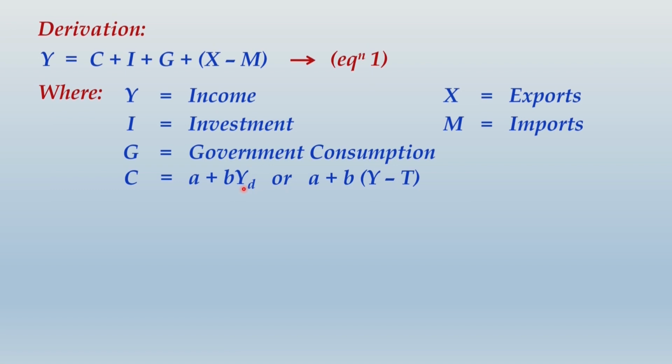and we have learned 4 possible variations under 3 sector model. Any of that could be applicable over here. Here for simplification I have taken simply Y minus T, that is income minus tax will give you the disposable income.